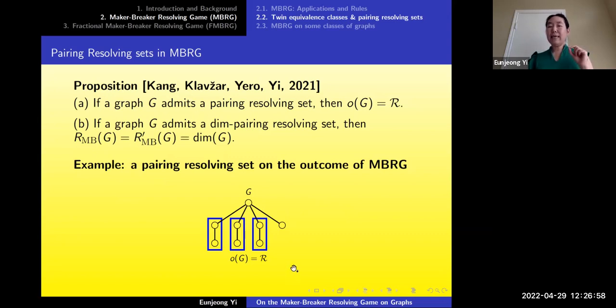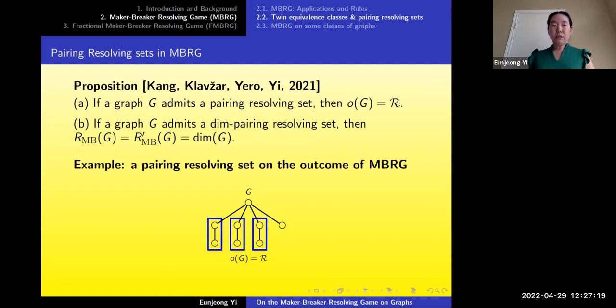If you just pick exactly 1 vertex from each blue box, 3 in total, then you are going to form a resolving set. And in fact, it's going to form a minimum resolving set. So this is a situation where the graph admits a pairing resolving set. Therefore, the outcome is that resolver always wins.